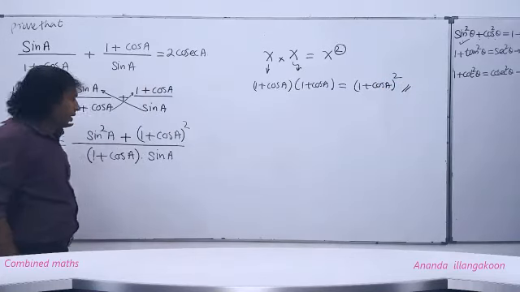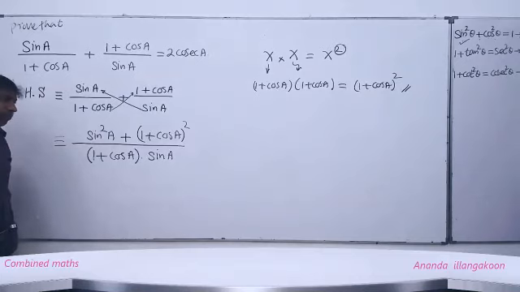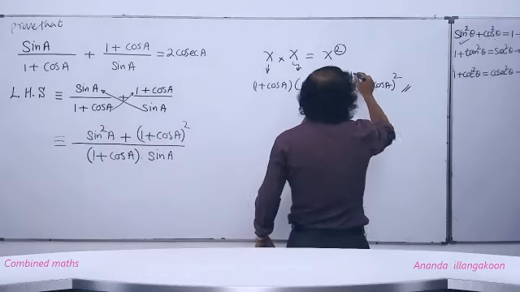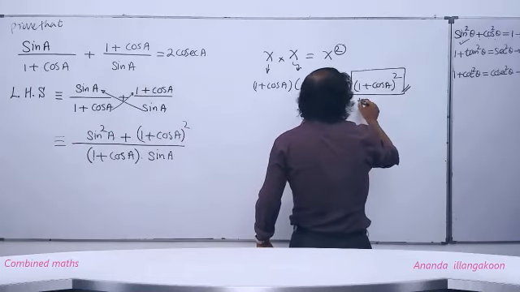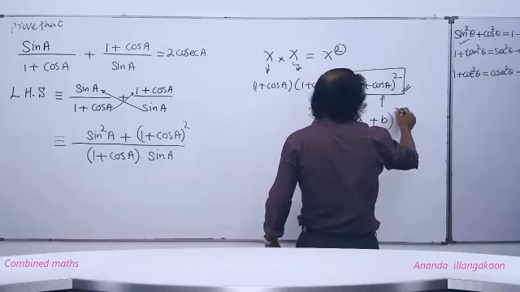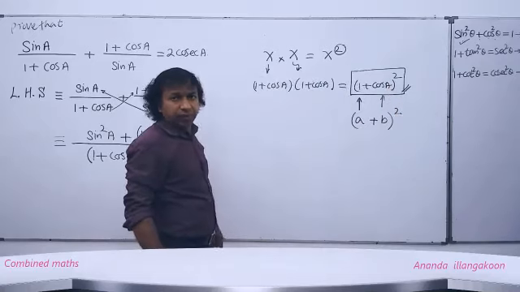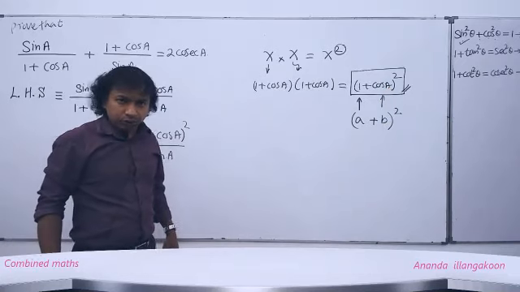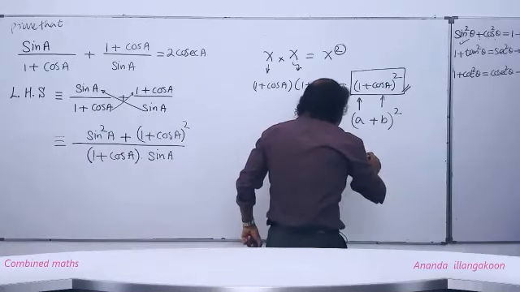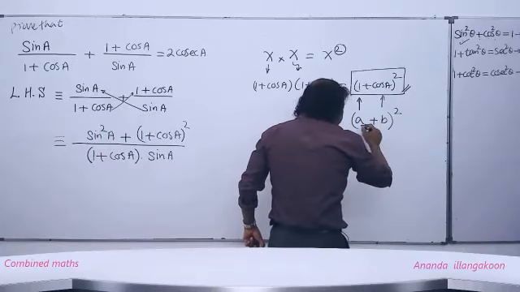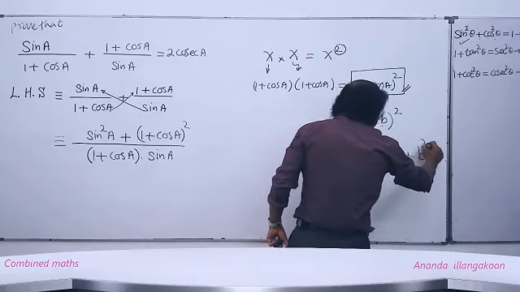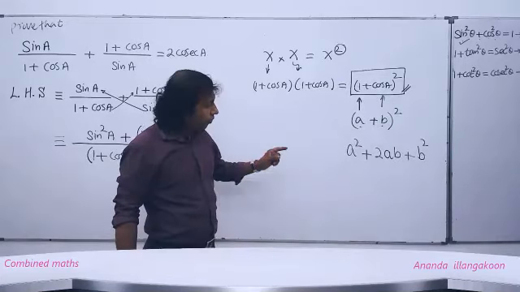Right. And now we have to simplify this. People, this 1 plus cos A squared is like, if you take this 1 as A, cos A as B, A plus B squared. What is the expansion of A plus B to the power 2? Take the square of A, plus sign, 2 times A and B product, and plus sign B squared, right? That is the expansion of A plus B squared.